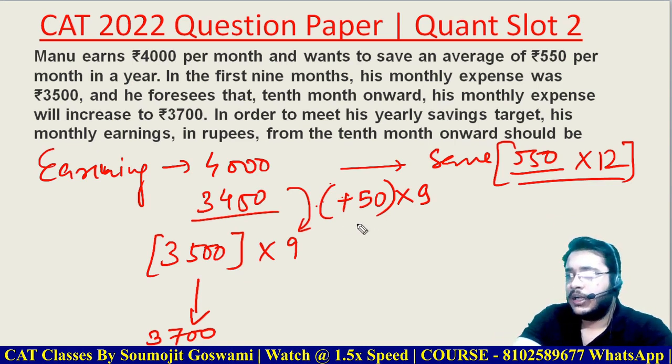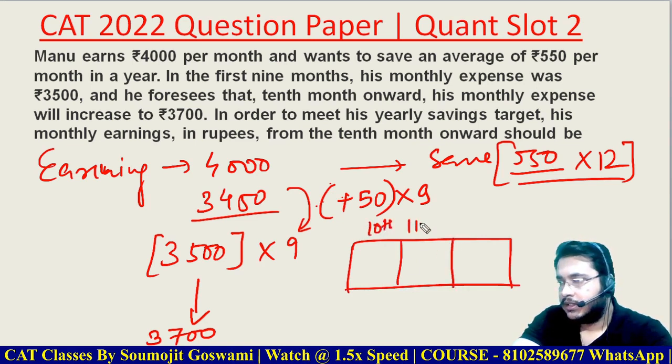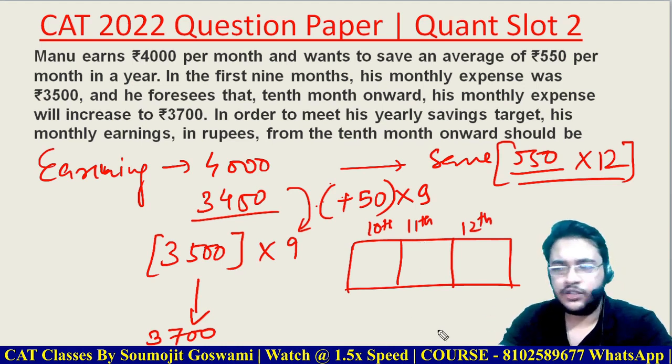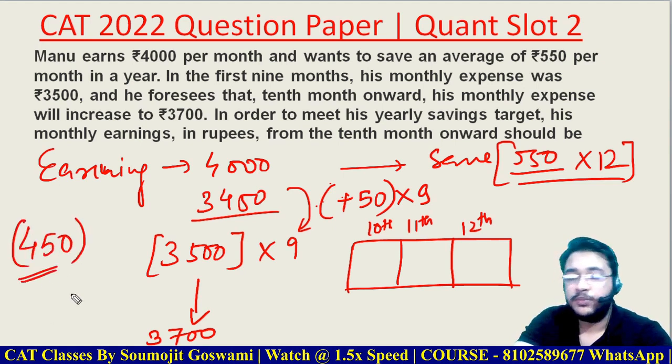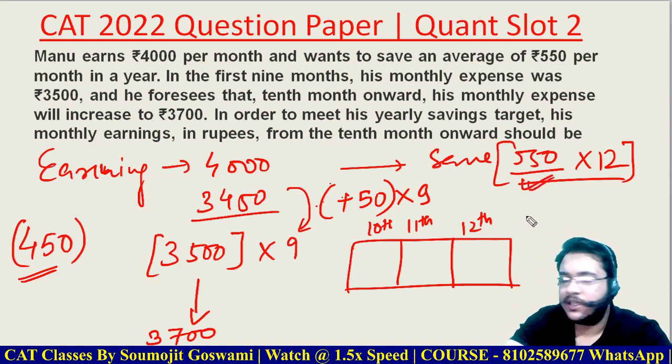Now see, there are 3 months left: 10th, 11th and 12th. Please understand, this is very logical. I'm just doing all of this to show you. The problem with this fellow is that he has already spent 450 rupees which he wants back. He wants to earn 450 rupees back only, then he will be able to meet his target of 550 rupees into 12, right?